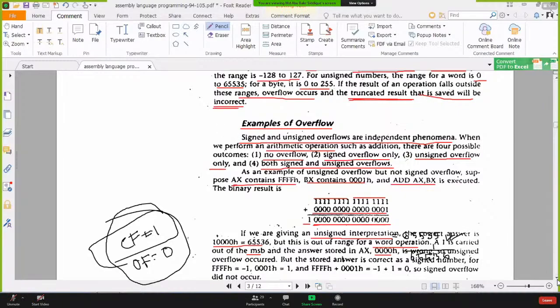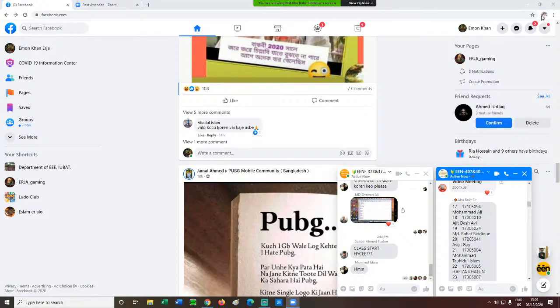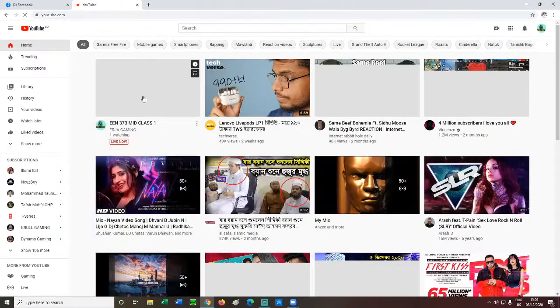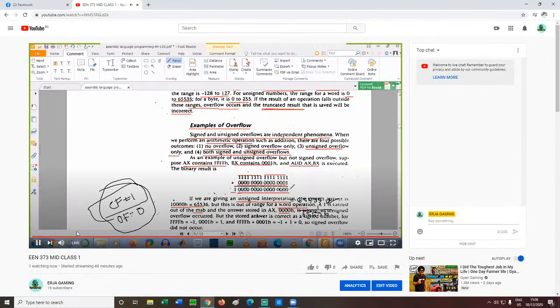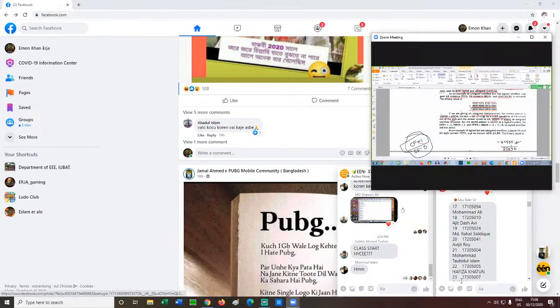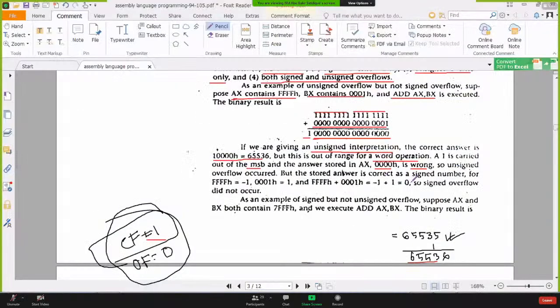So that's why we get unsigned overflow. That's why we get CF equal 1 for this case. Okay, so you can see the stored result AX equals 0000, which is wrong. So unsigned overflow occurred. But the stored result is correct for a signed number.